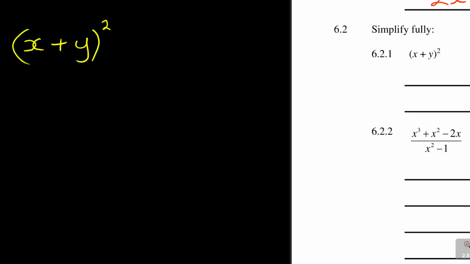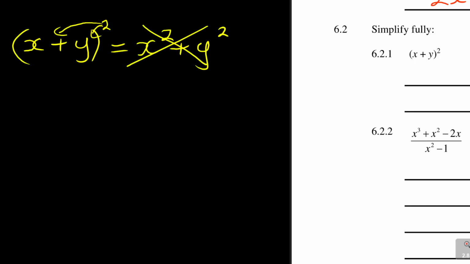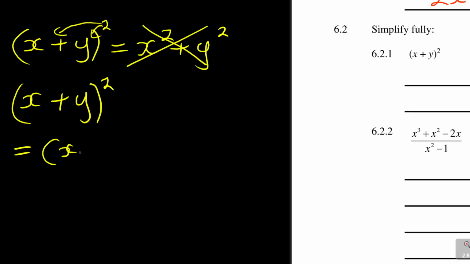Now don't be tempted with what other people do. They take this and say this one is equal to x squared plus y squared. You are very wrong. Be careful. Don't do that. So let's do the right thing. x plus y squared is equal to 2 of them. It means you have got x plus y, the first one, then open another bracket, again you've got x plus y. That's what it means.